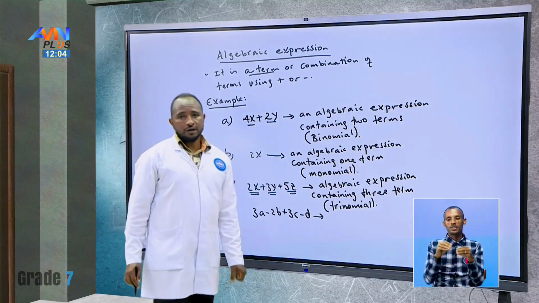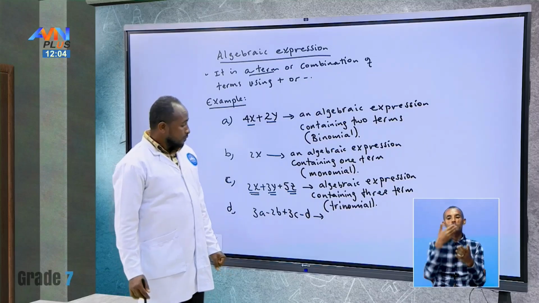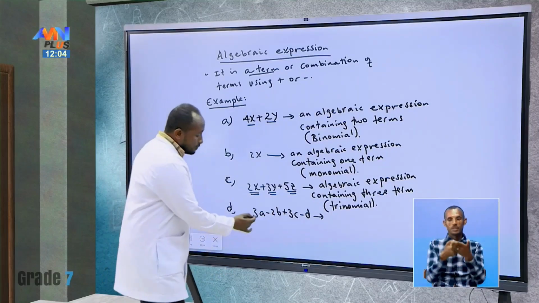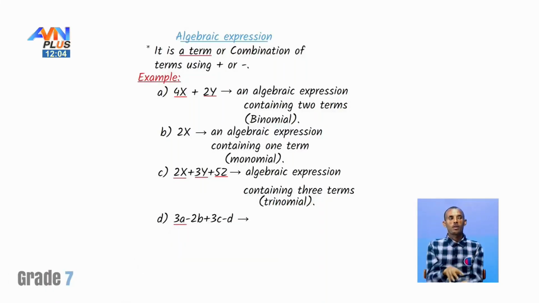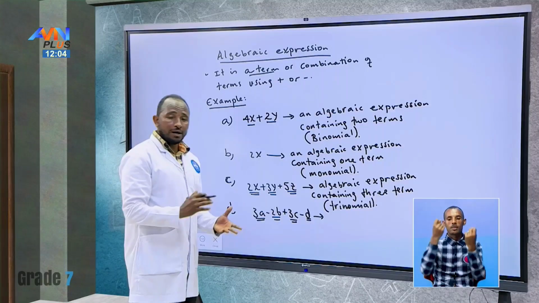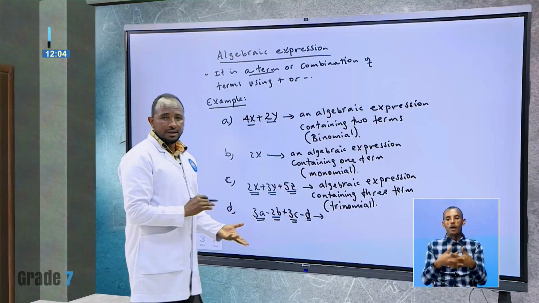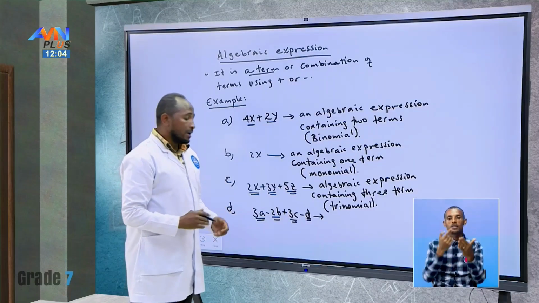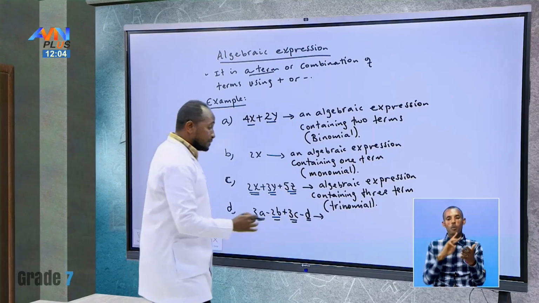Students, have you tried the question? Good. When you see this expression, it contains 1, 2, 3, and 4 terms, combined by plus or minus. So it contains 4 terms. We call this an algebraic expression first.